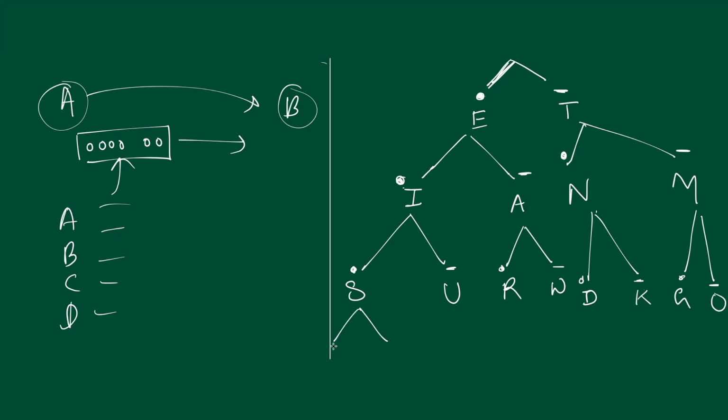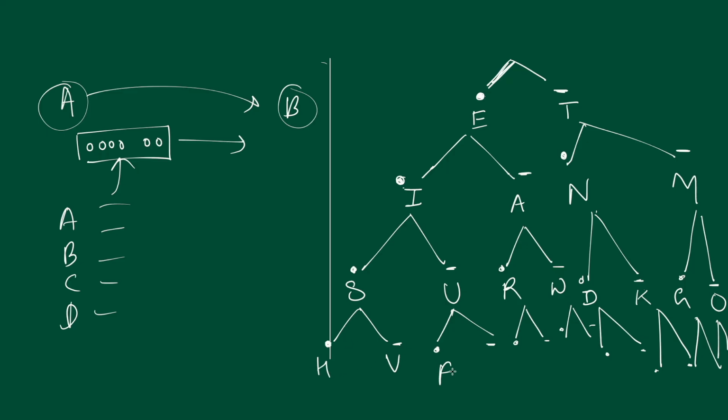And then again, going down, left, as I said, would be dot, right would be dash. Yeah, so this is going to look weird now because of lack of space here. So this would be H, this would be V, and so on.